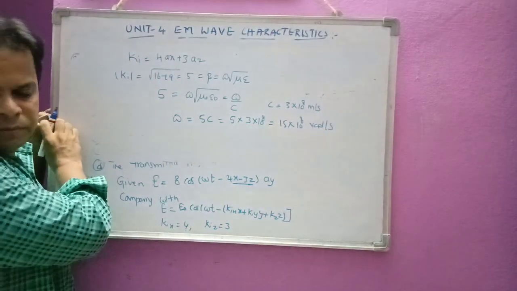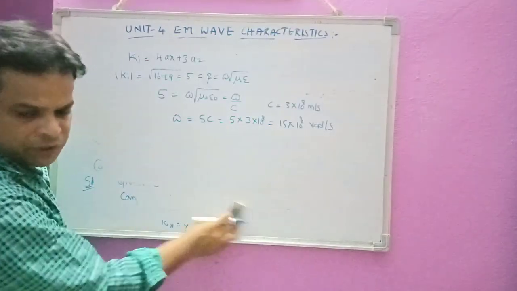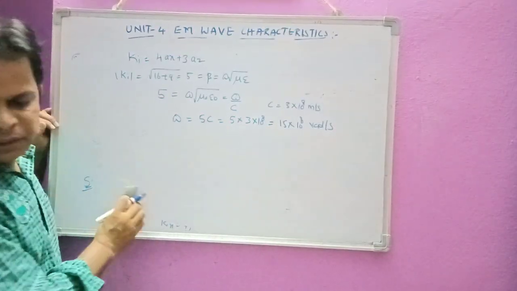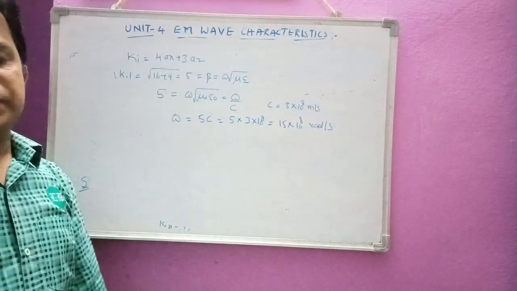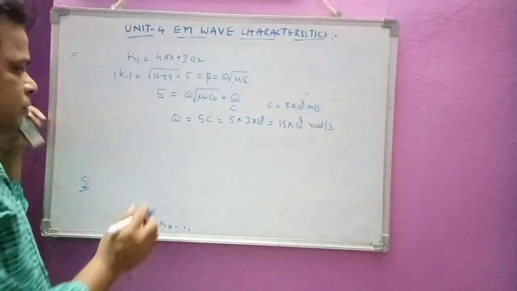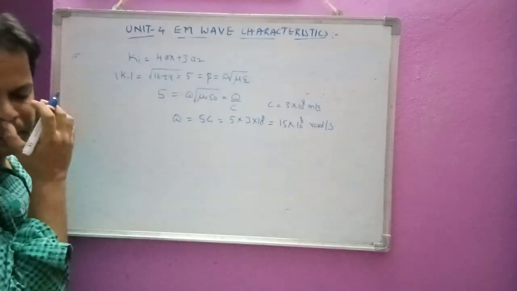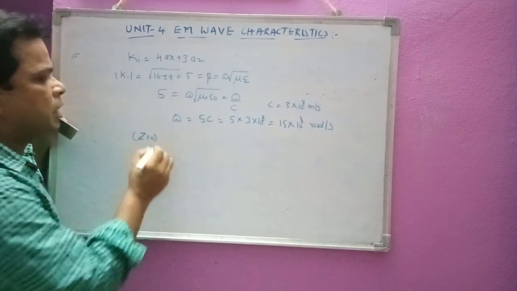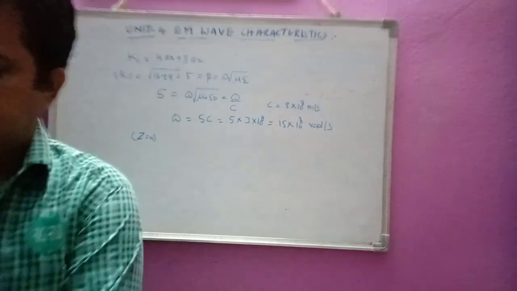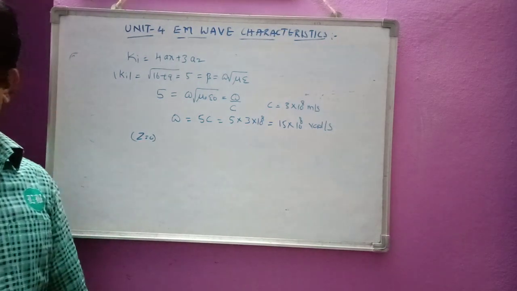Now similarly, what is the first question he is asking? He is asking the polarization of the wave. The unit vector normal to the plane of interface here is at z equals 0. So the plane containing az, I can say, is y constant.